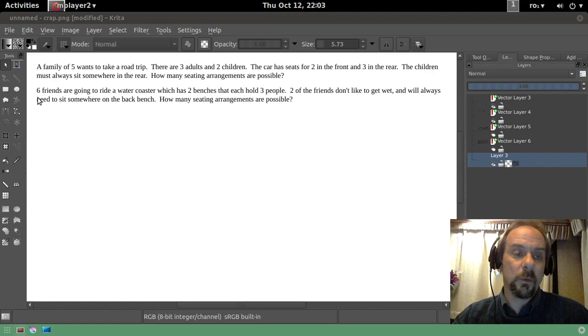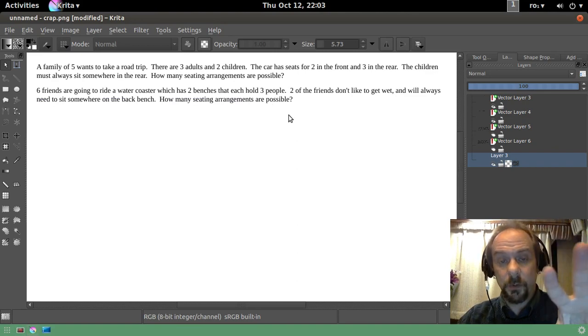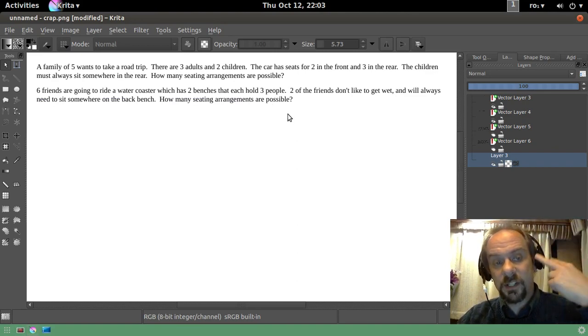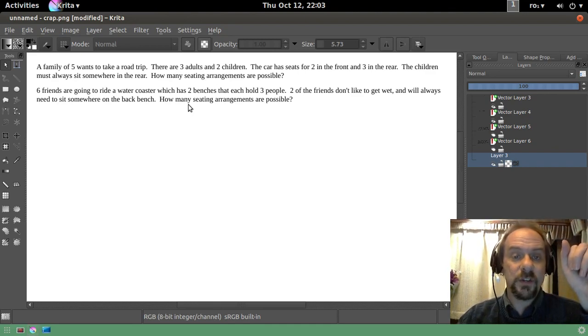And the other one, six friends are going to ride a water coaster which has two benches that each hold three. Two of the friends don't like to get wet and will always need to sit somewhere on the back bench. How many seating arrangements are possible? These two questions are very, very similar and are solved the same way, so that's really nice.